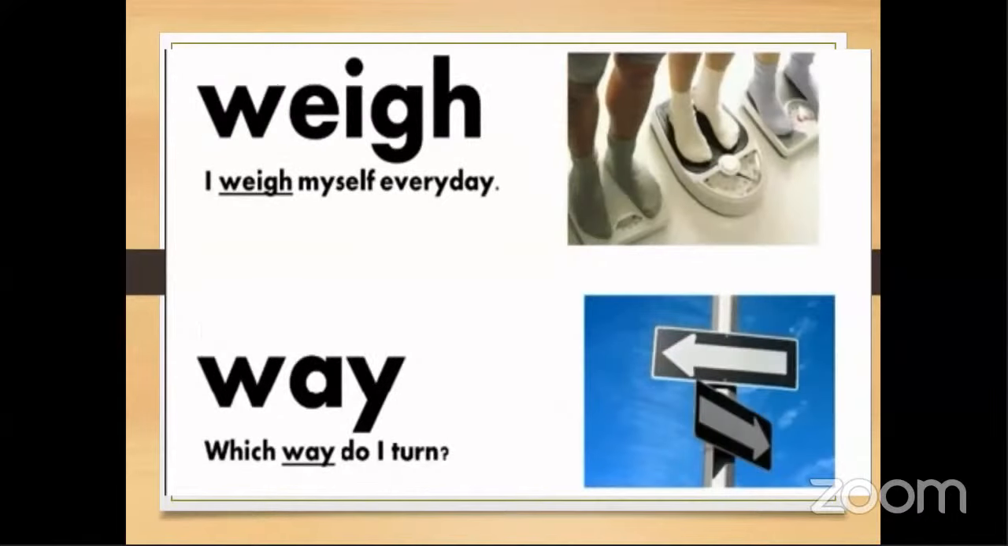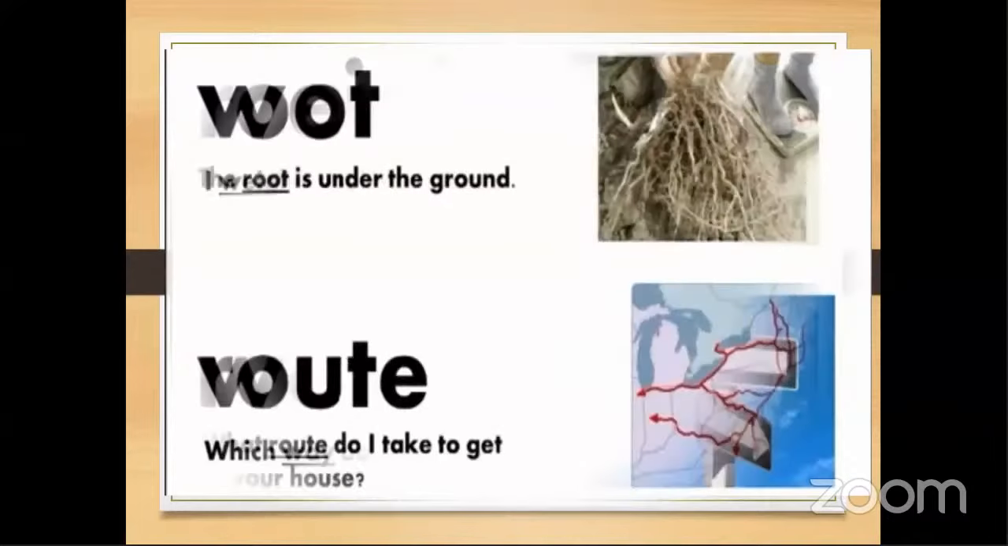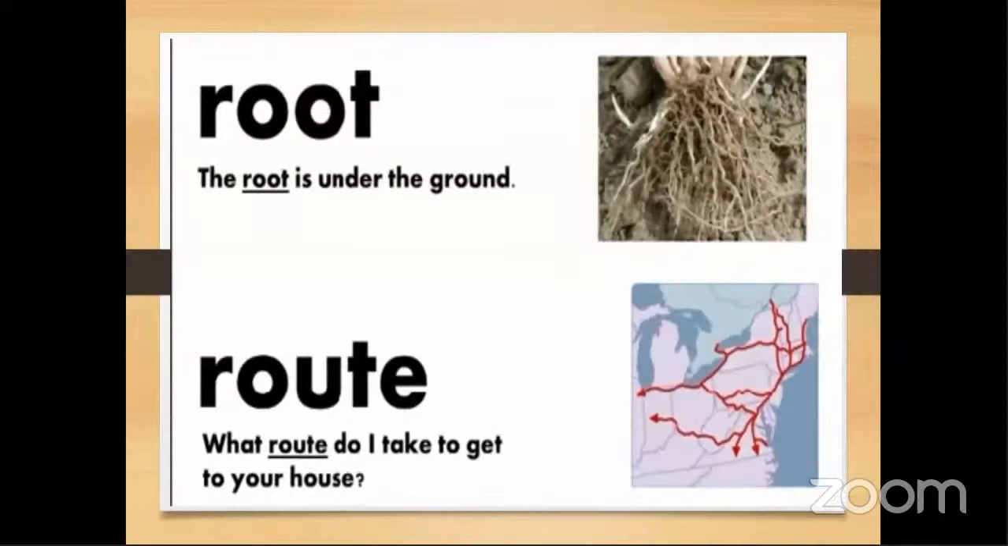Next, way. I weigh myself every day. Which way do I have to turn? Now, there is a sign board. So, left side sign arrow, right side arrow. Now, root. The root is on the ground.